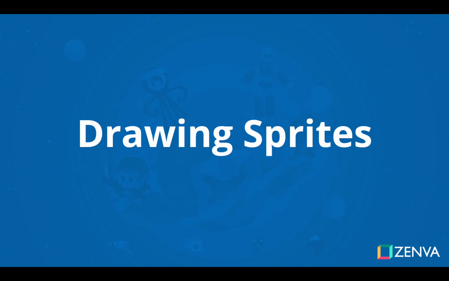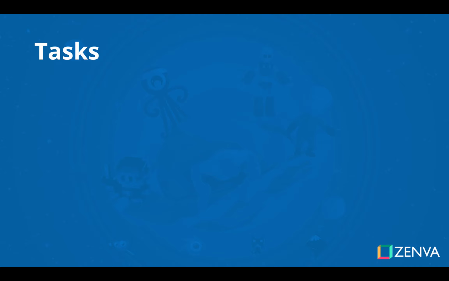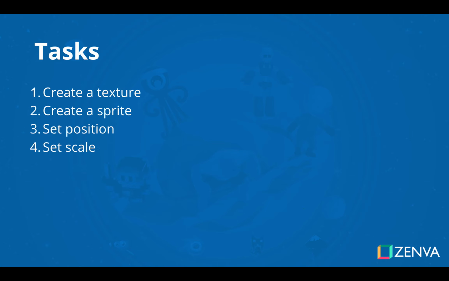Here we'll get a quick intro into what sprites are from a game context and how to create and use them in SFML. So this is actually a two-step process. The first thing we need to do is create a texture object. Once we have that, we can create a sprite from it, and then we can set the position and the scale. So let's head to the code and get started.